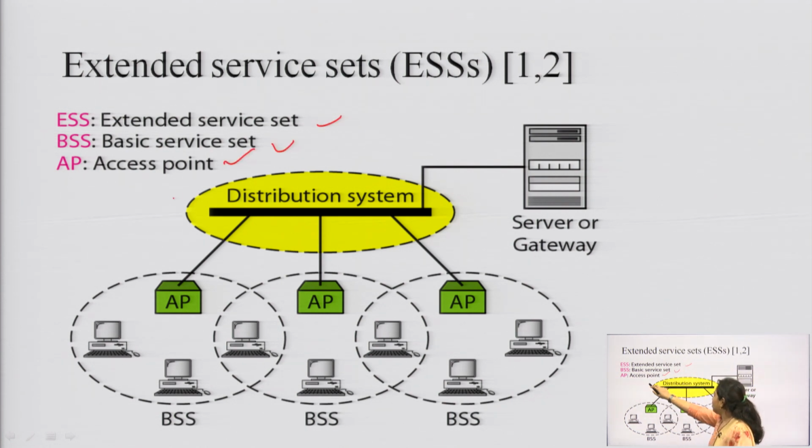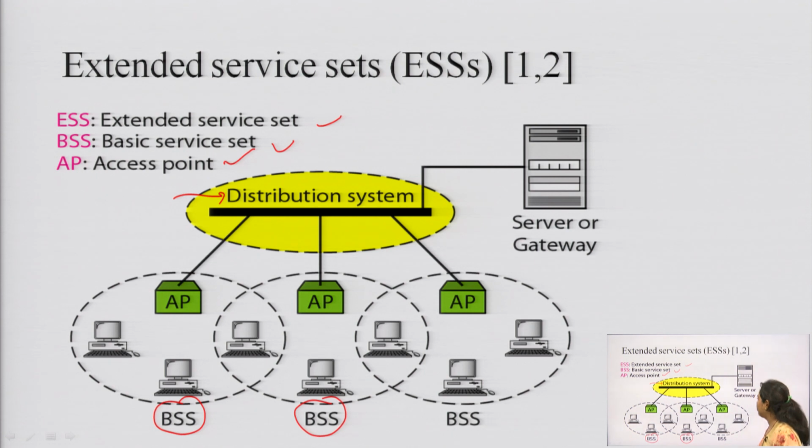So, this is the distribution system which has been written over here. This is a BSS which is connected through this access point. As you can see, there are 3 computers connected through this access point, and in this network also there are 3 computers. When a cell has been created for this network, this computer will lie in both the cells. So, what is it known as? It is known as the extended service set. Why is it known as extended?